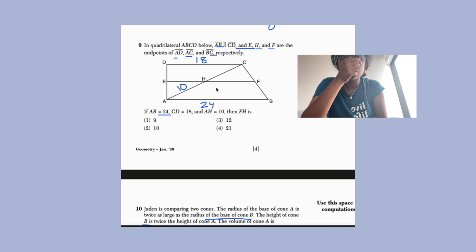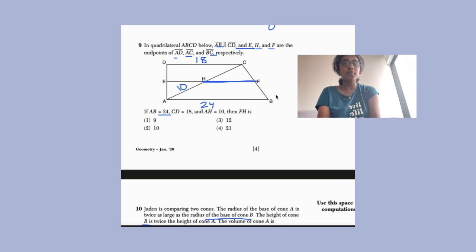A nice little rhyme you can use is, if the mid-segment gives you the blues, then you divide by 2. We have 24, which is AB, and then we have HF, which is the mid-segment. So 24 divided by 2 is 12, and so our answer would just be 3, which is 12.